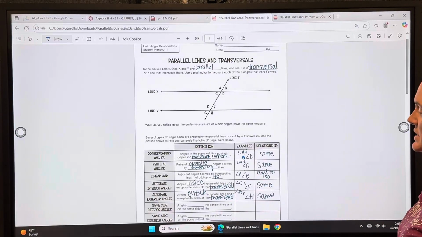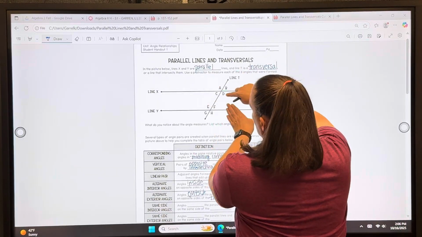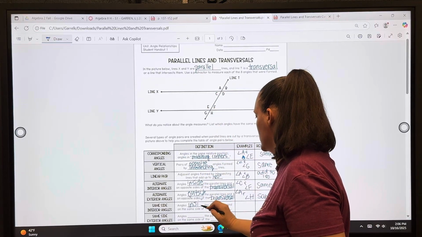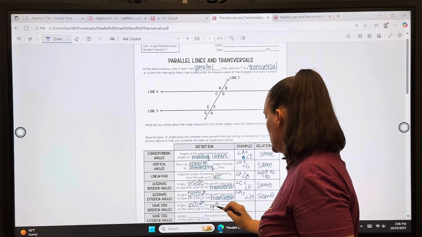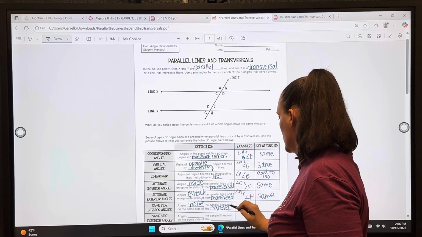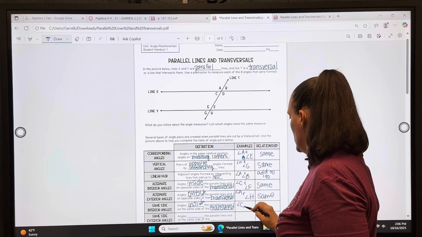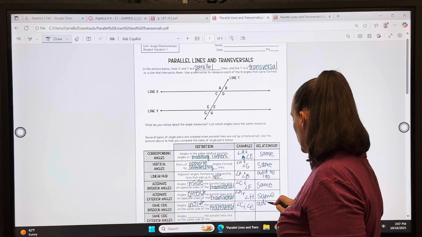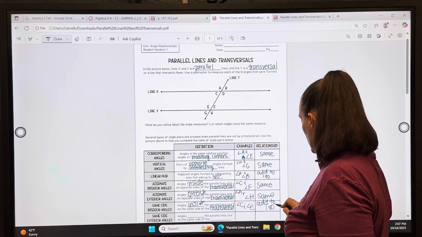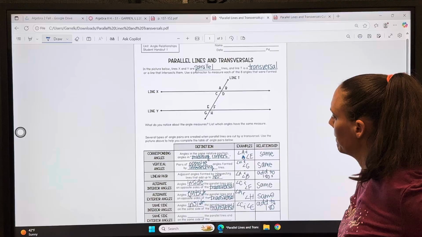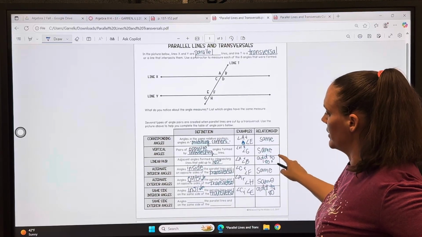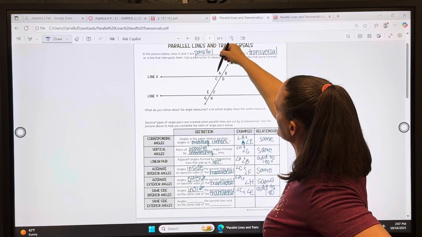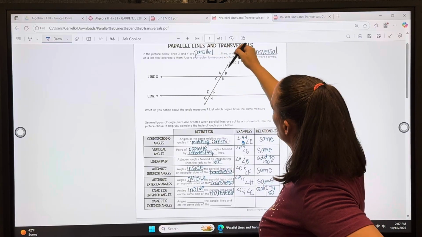Same side interior. So they're between the lines, they're on the same side. So D and F or C and E. So inside and on the same side of the transversal. And they add to 180, supplementary. All right. Same side exterior angles. They are on the same side of the transversal and they are outside of the parallels. So A and G or B and H.